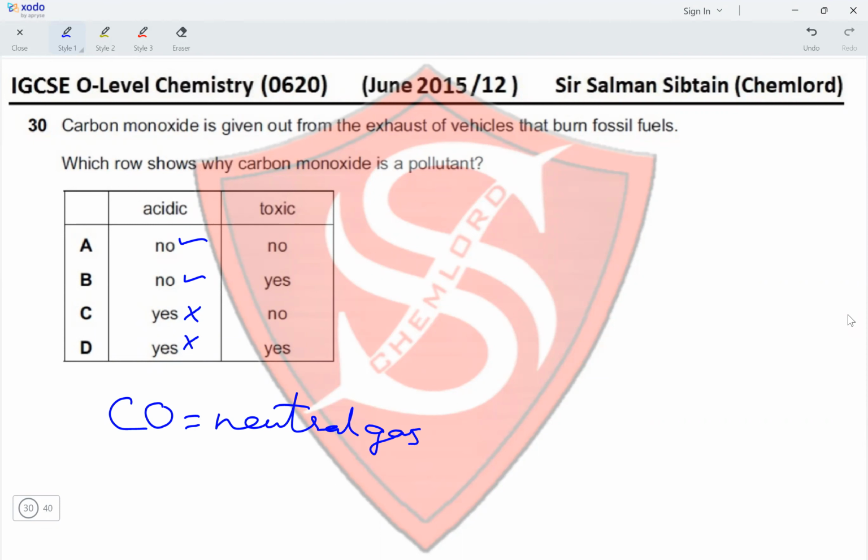Is it toxic? Yes, it is toxic for humans because it binds to the hemoglobin and will not allow oxygen to bind, and it would result in people suffocating and dying. So this eliminates option A and makes option B the correct option for this question.